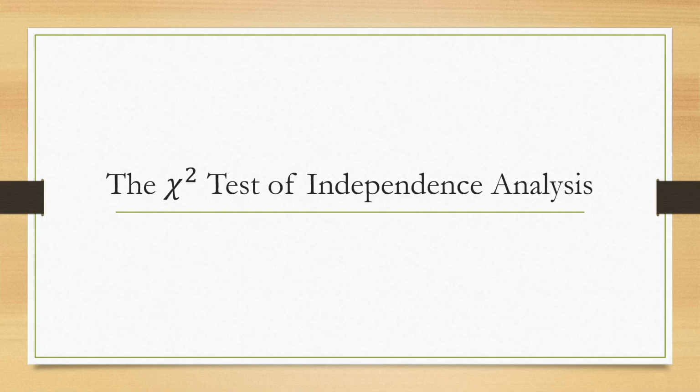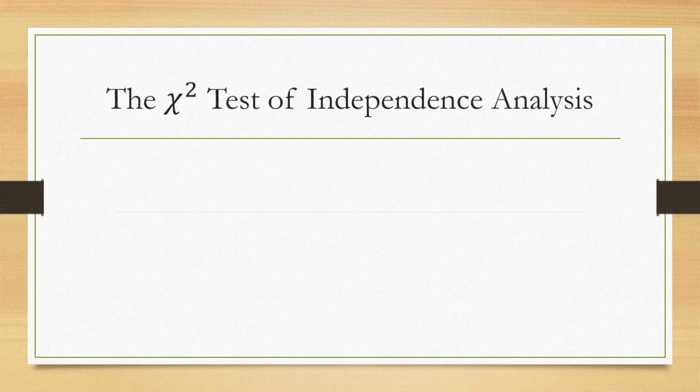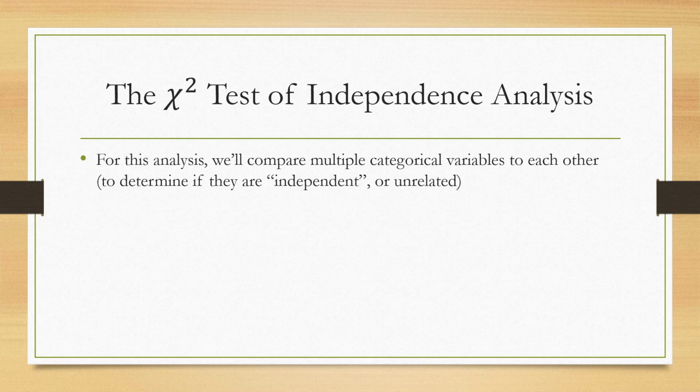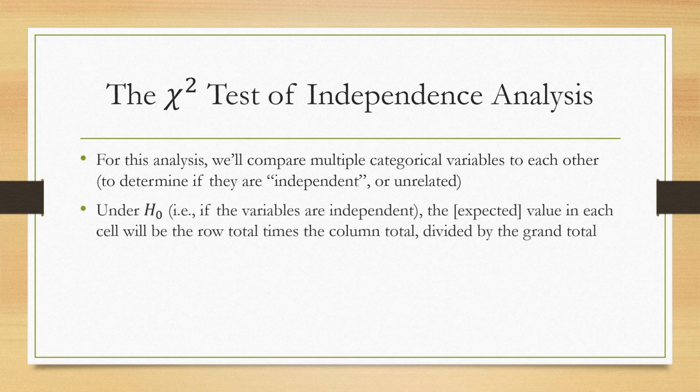In this video, we'll be talking about the chi-squared test that looks at the independence of two or more categorical variables, called the chi-squared test of independence. Again, with this test, we're going to be looking at multiple categorical variables, two or more, to determine if they are unrelated from one another, or independent.